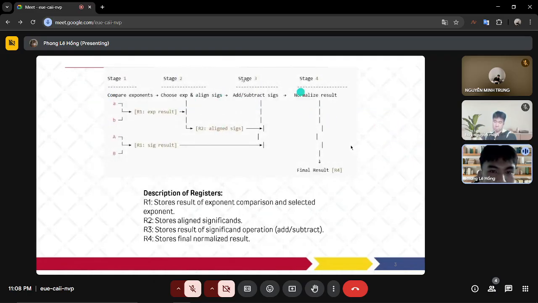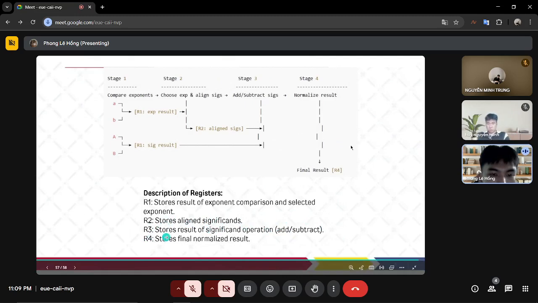So this is the table of it. We have four stages: compare exponents, choose the exponent and align significands, add or subtract significands, and normalize the result. And the description of the registers: R1 stores the result of the exponent comparison and the selected exponent. R2 stores the aligned significand. R3 stores the result of the significand operation, like add or subtract. R4 stores the final normalized result.